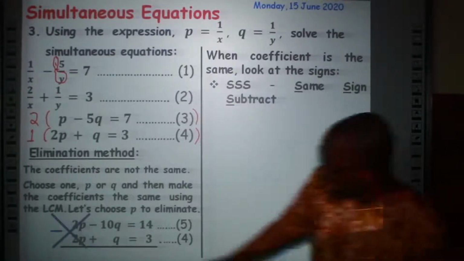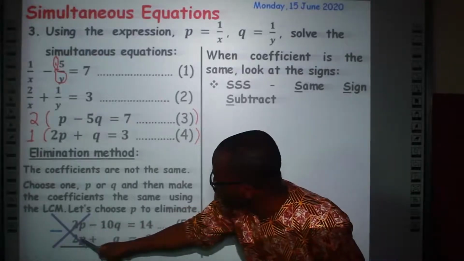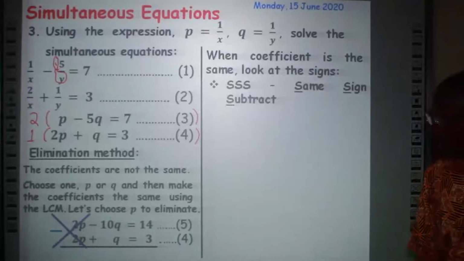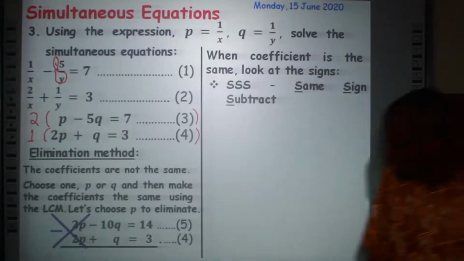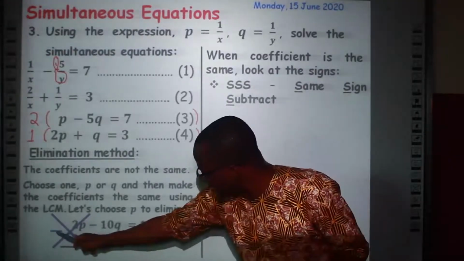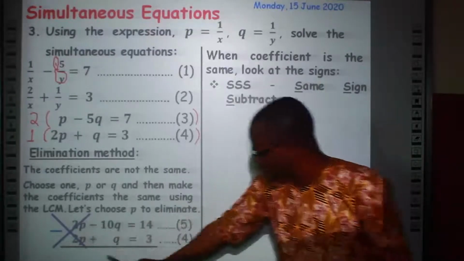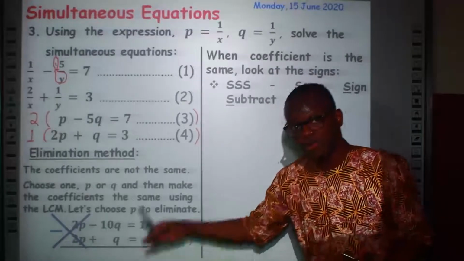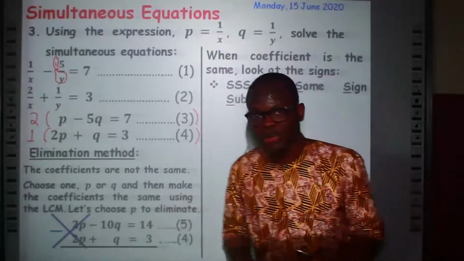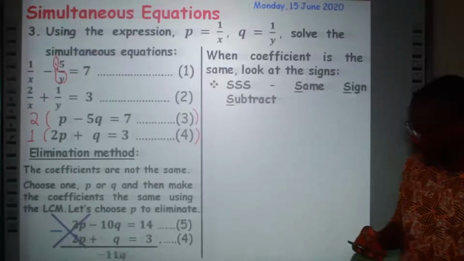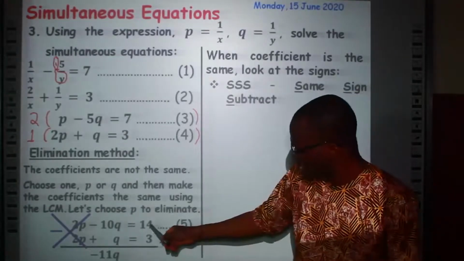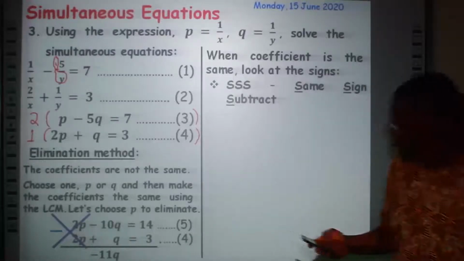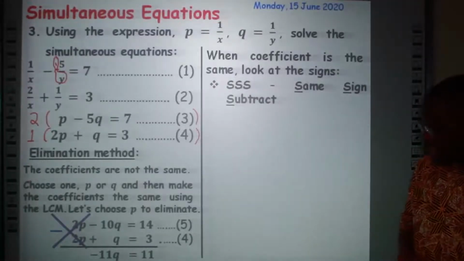When you subtract, clearly, when you subtract 2P minus 2P, that's 0. So P is eliminated. We've eliminated P. And then when you move on, again, clearly watch. Minus times plus gives you minus. So you have minus 10Q minus Q. That gives you minus 11Q. Okay, and then 14 minus 3. 14 minus 3 gives you 11. Okay, so there you go.